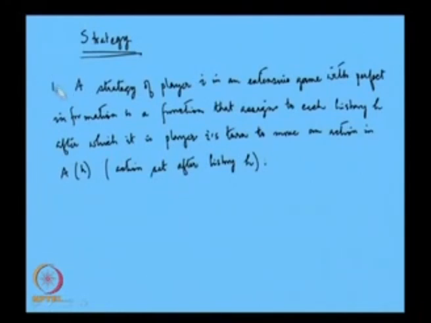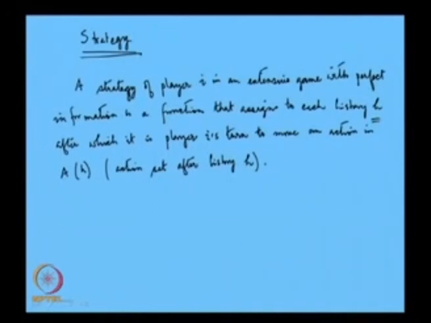So this is the definition of a strategy. Now, what is important is how a strategy is defined. A strategy is defined for a particular player. And how is it defined? The strategy of player I in an extensive game with perfect information is a function that assigns to each history H, after which it is player I's turn to move, an action in A(H), where A is the action set which is available after history H.